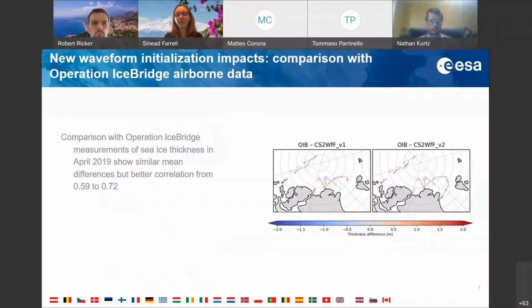Just a couple of brief comparisons, looking at IceBridge data from one season that had overlapping data with ICESat-2, but I'm just showing the IceBridge data here. These are maps of the thickness difference from IceBridge for the two different methods. You can see that just initializing the waveform fitting method did make a difference in the thickness retrievals and the thickness difference with IceBridge.